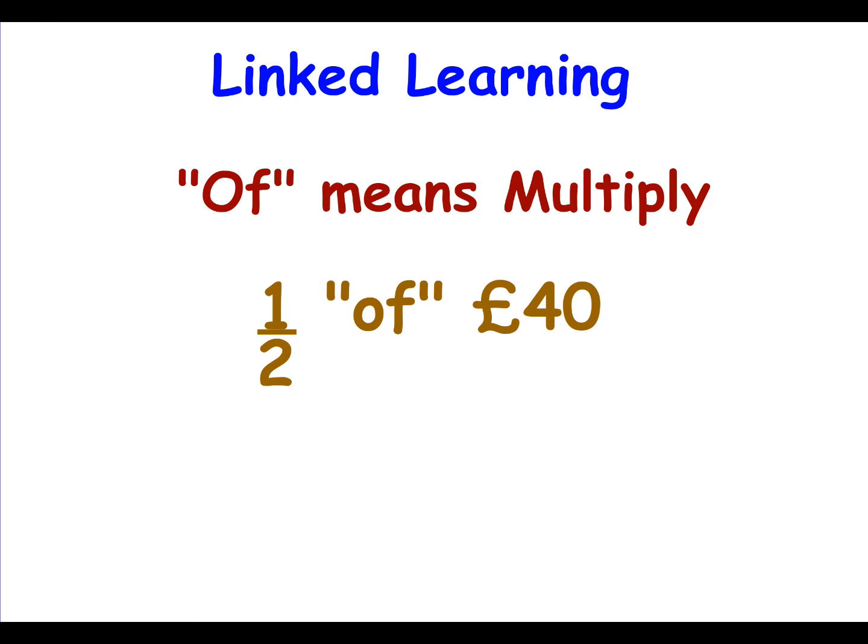So our linked learning links to multiplication using the word of. When we covered the basics of multiplying, we said one of the most popular ways to get you to multiply was the use of the word of. So a half of 40 is getting you to multiply a half by 40.